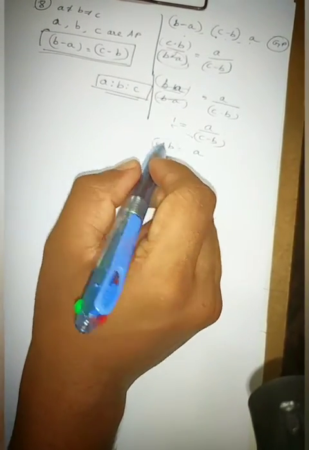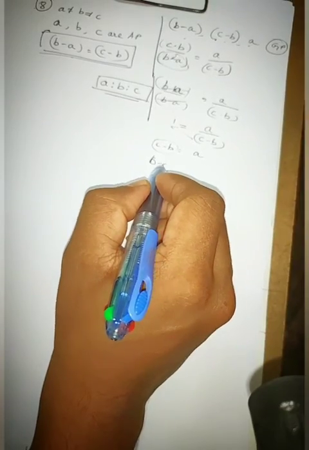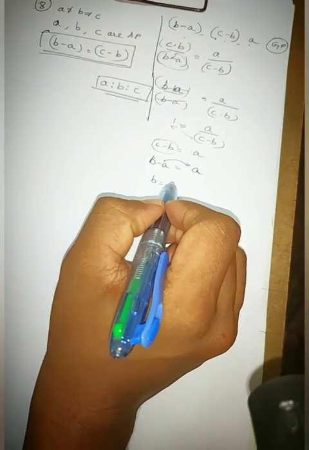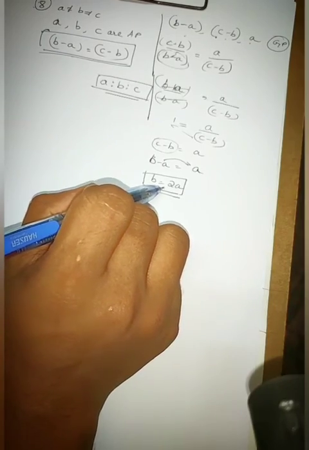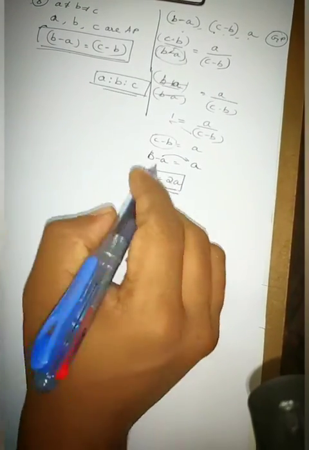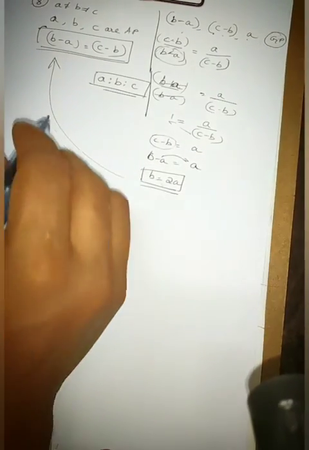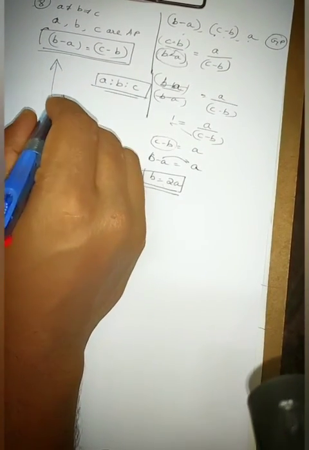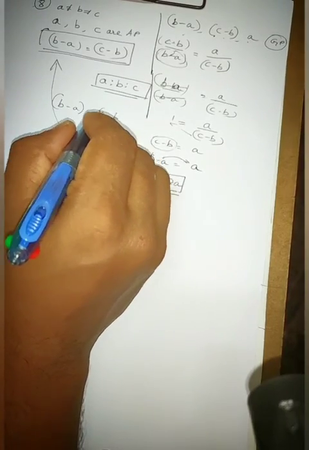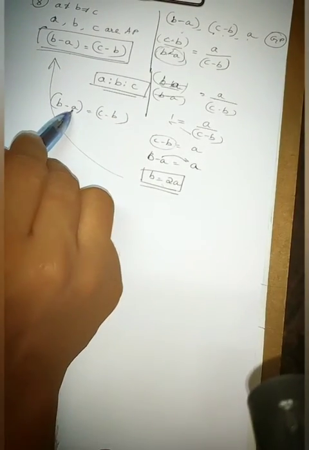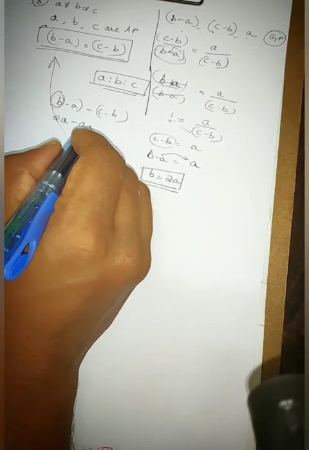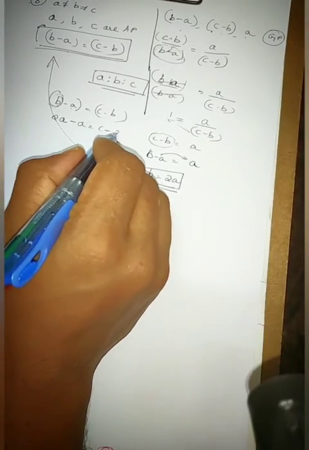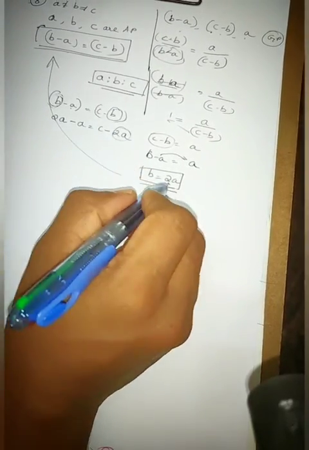Again I can do it in this way, saying that this is nothing but B minus A, same condition, is equal to A. Therefore A will move to the other side, B is equal to 2 times A. Okay, B is equal to 2A is what I got. And another thing I can do here is take this condition and write it as B minus A is equal to C minus B, correct? And B is nothing but 2A. I'll write it here: 2A minus A is equal to C minus 2A. In the place of B, I will substitute 2A.